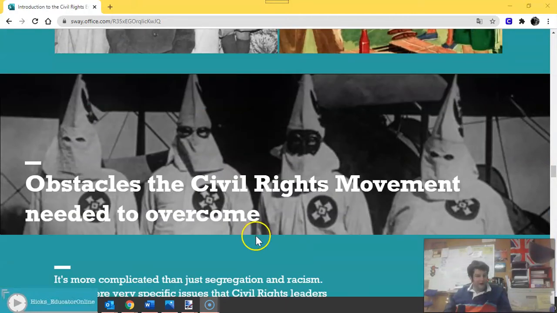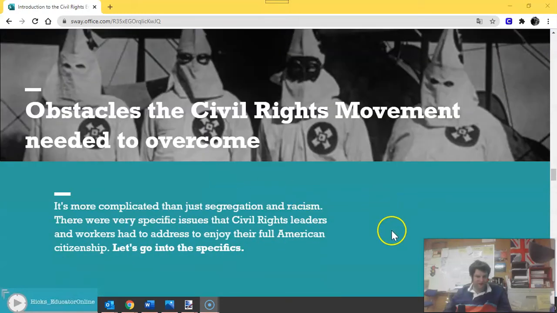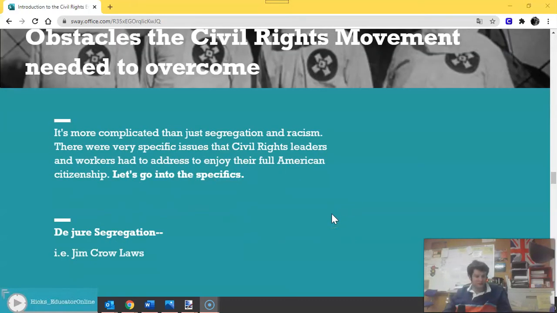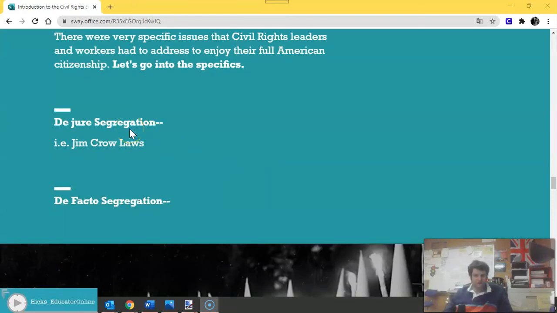But we need to look at the obstacles that they're going to have to overcome. Segregation is a multifaceted issue that African Americans would have to take on. Very basically defined, segregation amounts to separation of groups, be it physical, cultural, societal, or legal, but we need to break it down a bit further. And in key terms, there are two types of racism. There is de jure segregation and de facto segregation.